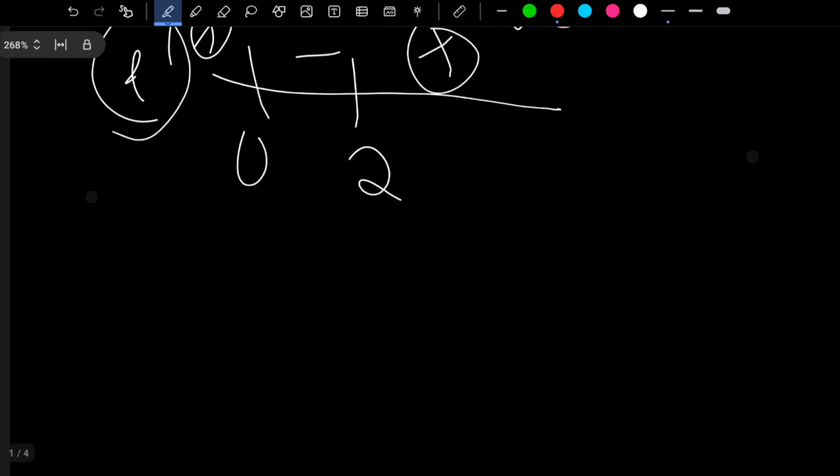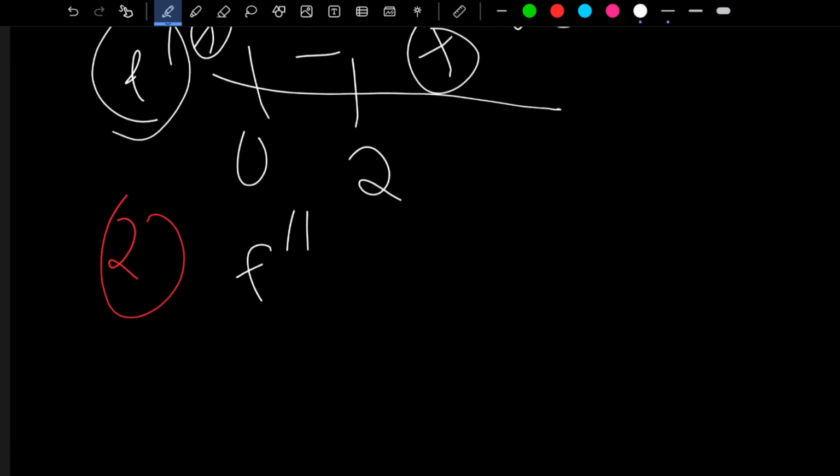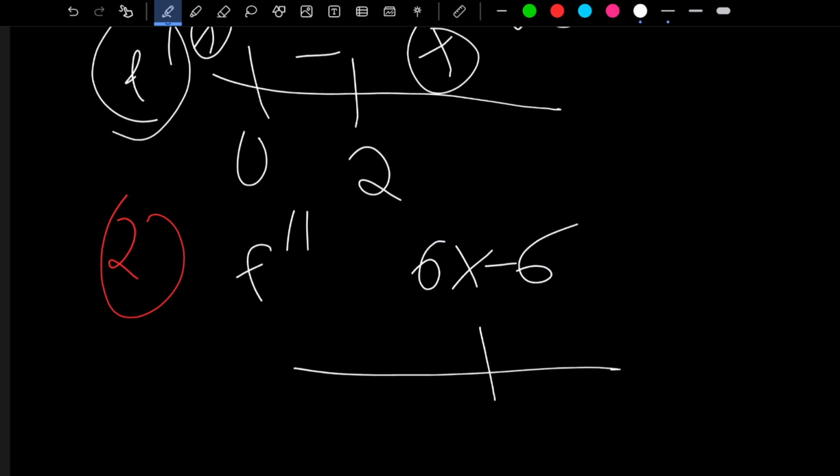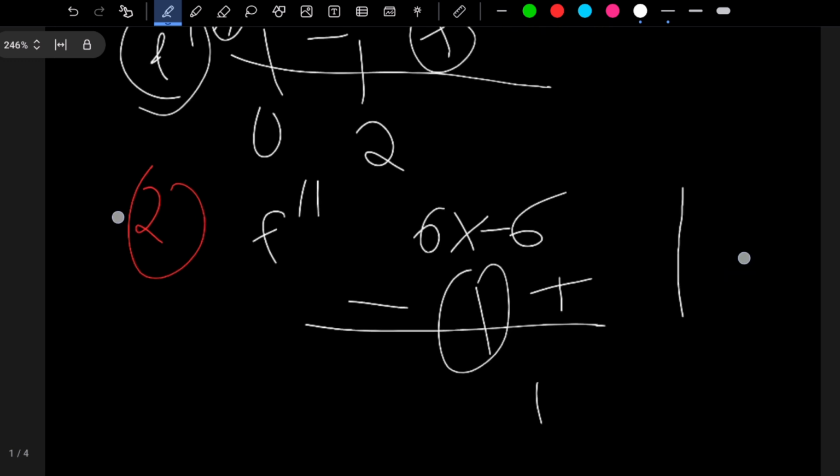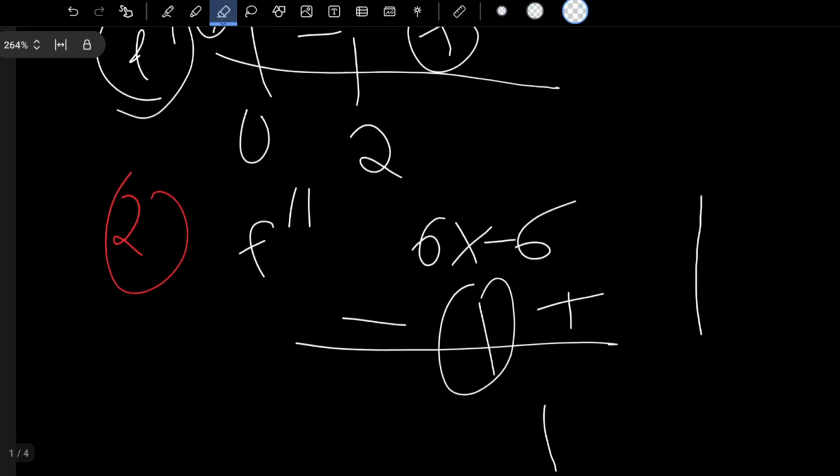Step 2, f prime prime. There's a point of interest at x equals 1. And it goes from concave down to concave up. Point of inflection at x equals 1. And then, now using this info, we can sketch the graph.